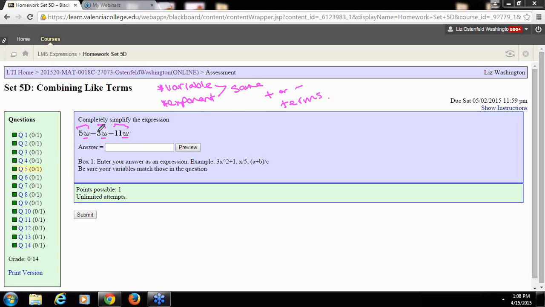Typically what I do is I grab the terms that have the same sign, for instance -3 and -11. Since they're the same, I'm going to add them together, and I'm going to get -14W. And then all I have left is the positive one. So here I'm going to subtract, and when you subtract, you take the sign of the largest number, and you're left with -9W. I'm going to type that in: -9W, preview it, and submit.